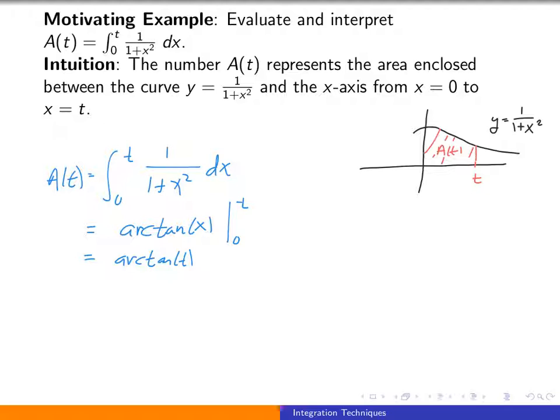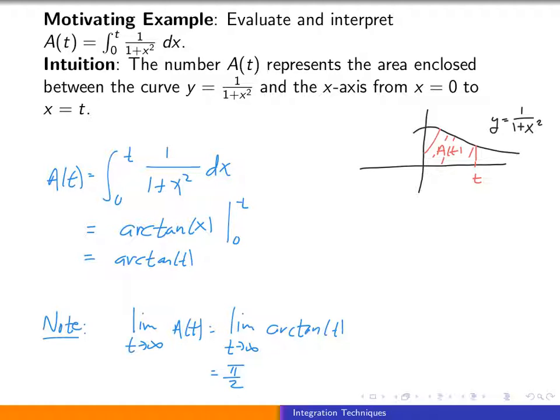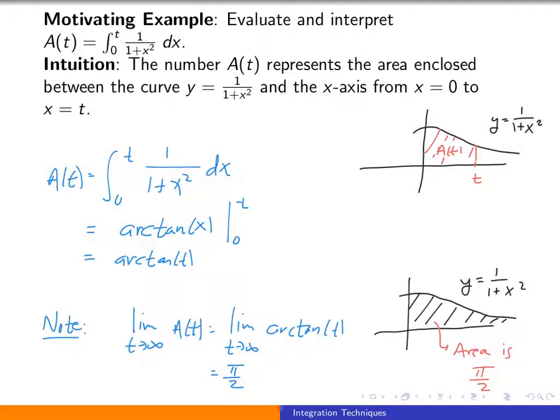And the big observation, and the reason this is a motivating example, is that if we take the limit as t goes to infinity of A of t, what we get back is the limit as t approaches infinity of arctangent of t, which is the number pi over 2. And what this is representing is that, going back to the geometric interpretation for the function 1 over 1 plus x squared, the amount of area enclosed underneath this curve going from 0 to infinity is pi over 2 units squared.